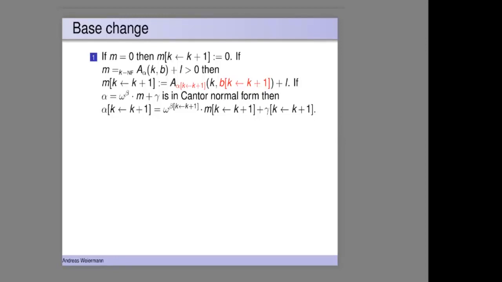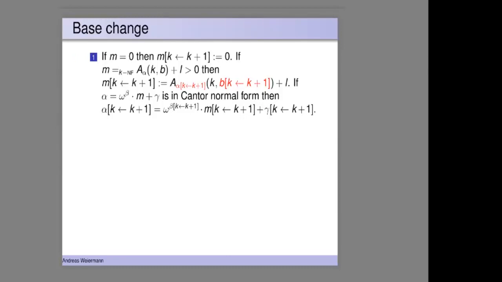So if alpha is in Cantor normal form omega to the beta times m plus gamma, then the base change in alpha is done as follows. I know by recursion assumption what the base change in beta is. I know by recursive assumption what the base change in gamma is. And the number m is a natural number which has a normal form. And for the number m, I have defined the base change in the previous line. So it's a complicated nested recursion, but this is the base change operation for the generalized Ackermann function.